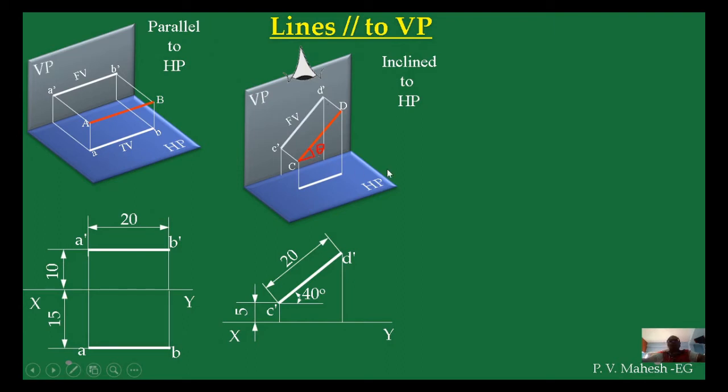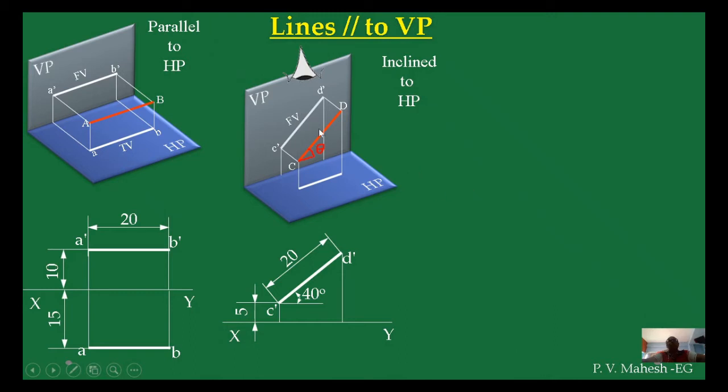So that is what we have to understand. I mean, if you can visualize, that is easy. Otherwise, you can remember: if you are looking from the top, when the line is inclined to HP, you will see a reduced length. Okay.